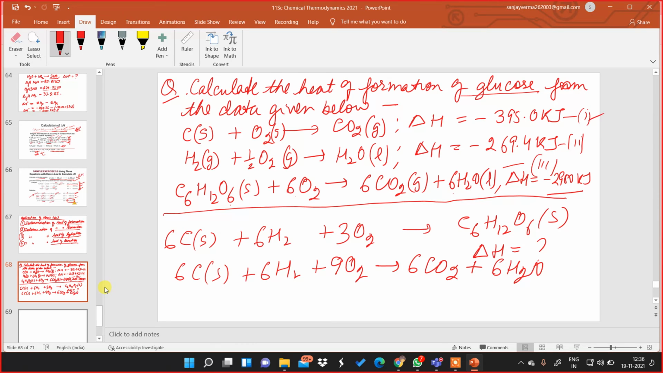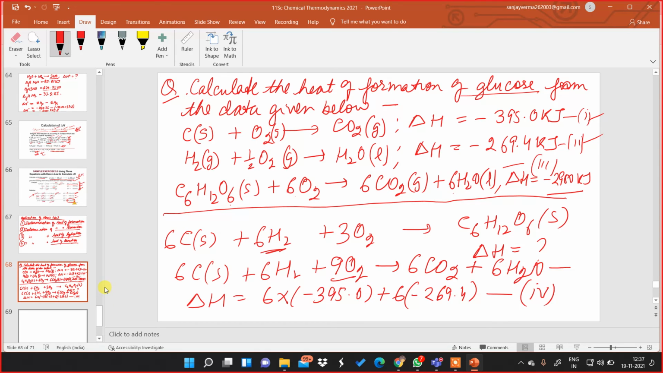So equations 1 and 2 have been multiplied by 6 and then added, because this will be 6 CO2 and this will be 3 O2. 6 plus 3 comes to 9. Now, for the enthalpy of this reaction, delta H comes to 6 multiplied by minus 395.0 plus 6 into minus 269.4. Let this be equation 4.